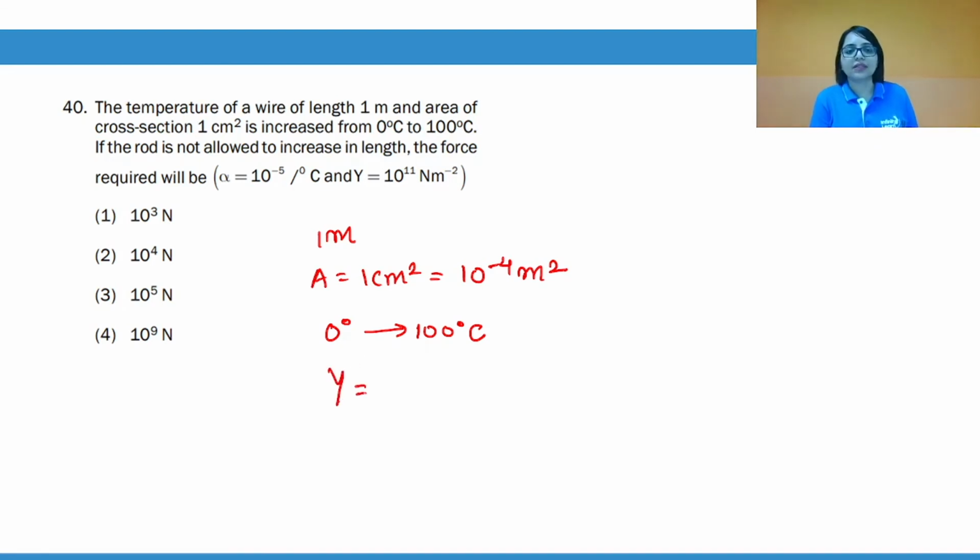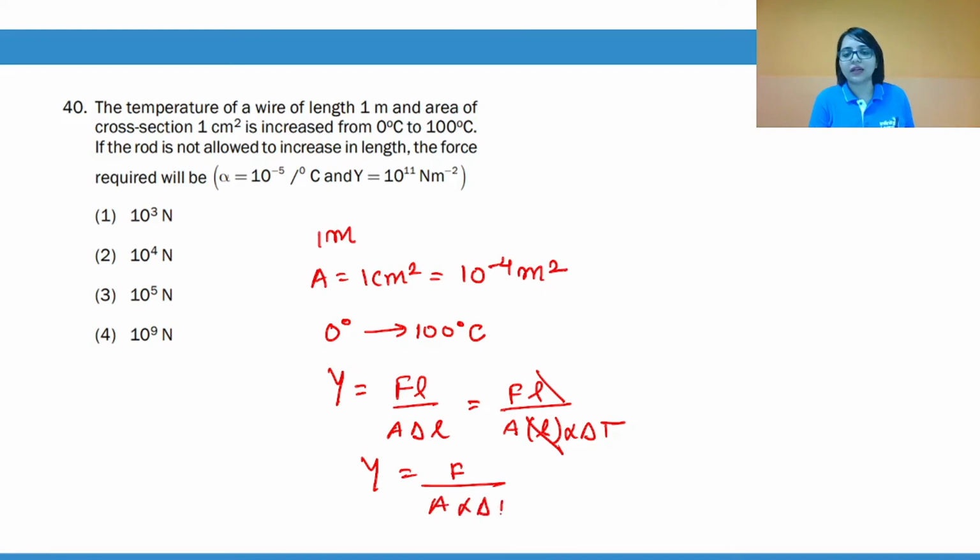So we can apply this equation: Y is equal to FL upon A delta L. But if you look at the thermal expansion formula, delta L will be L alpha delta T. So Y is FL upon A L alpha delta T. This L will cancel this L. So we have Y is equal to F upon A alpha delta T.